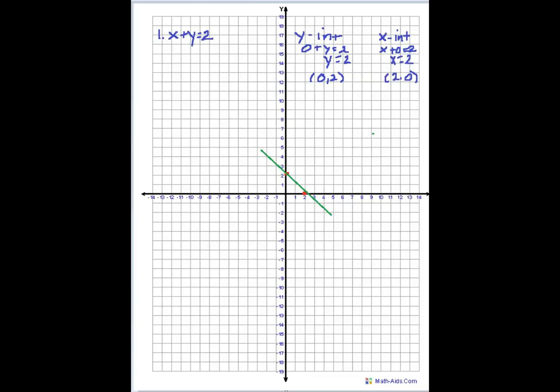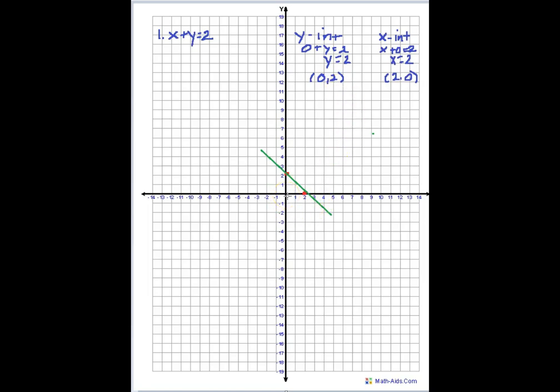Let's do a couple of homework problems from this lesson. You're asked to find the intercepts and then graph. So let's begin by finding the y-intercept, and for the y-intercept we set x to 0, and we have 0 plus y equals 2, which is y equals 2, and our y-intercept will be (0, 2). So x1 will be 0 and y1 will be 2. Let's go ahead and graph that right now.